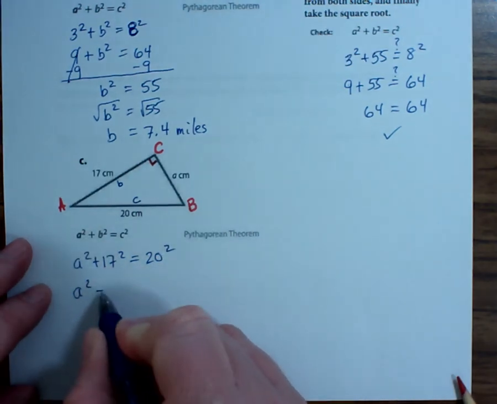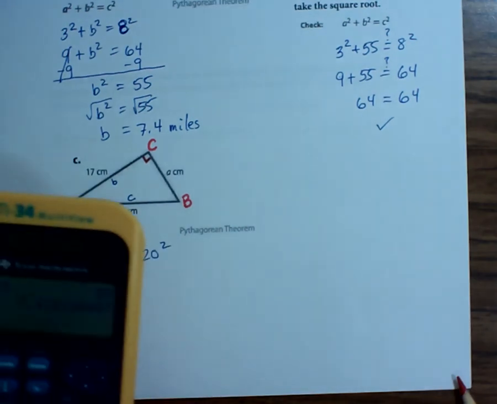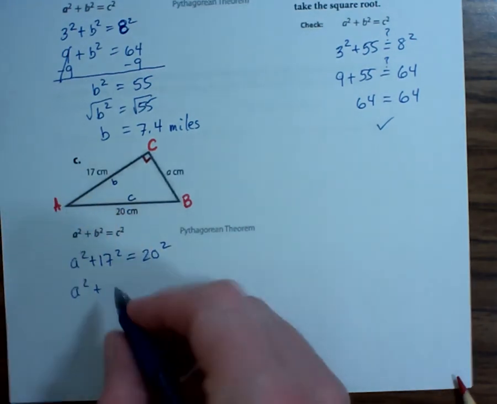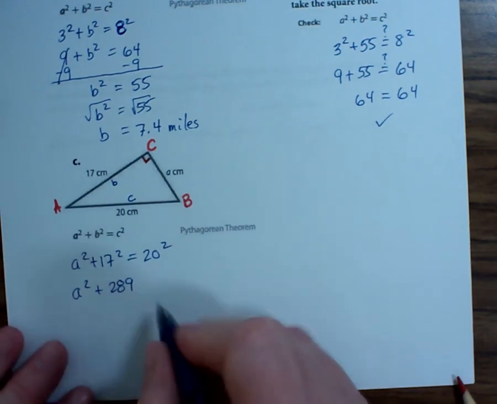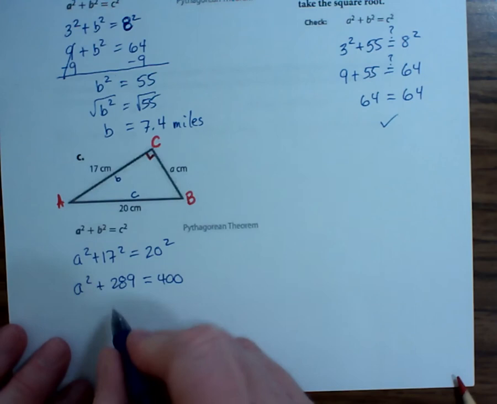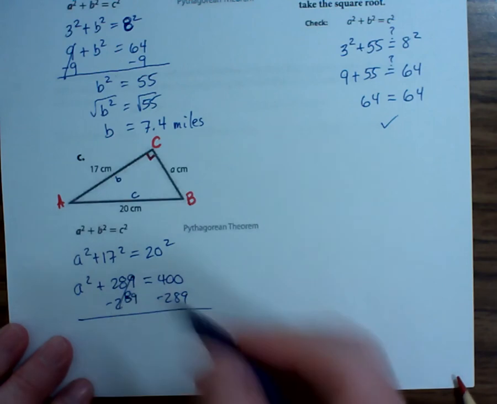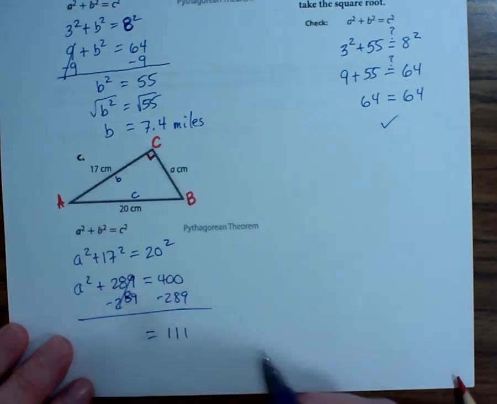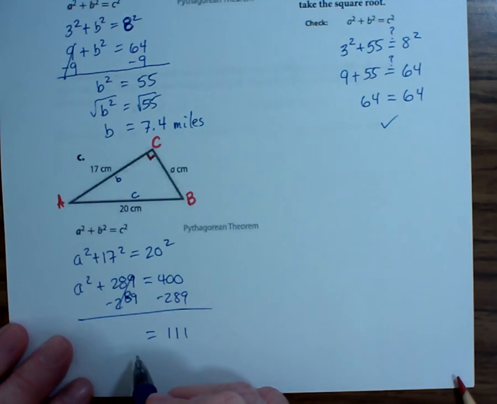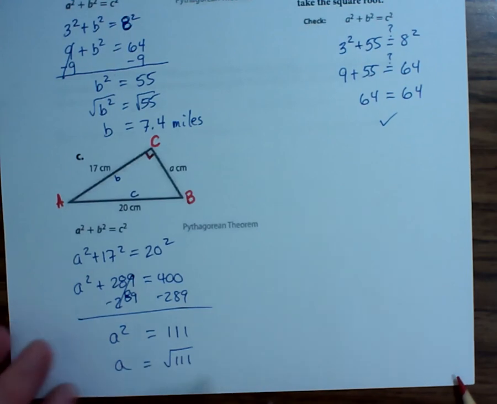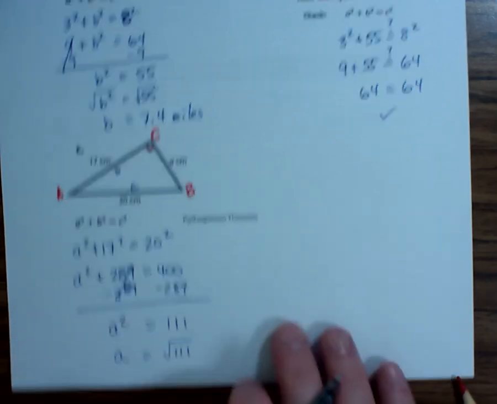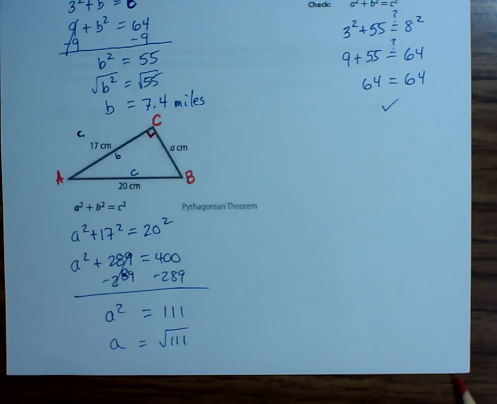Let's calculate it. 17 squared is 289. So I just subtract 289. That's 111 is A squared, so A equals the square root of 111, which is somewhere between 10 and 11. Square root of 111 is 10.5.